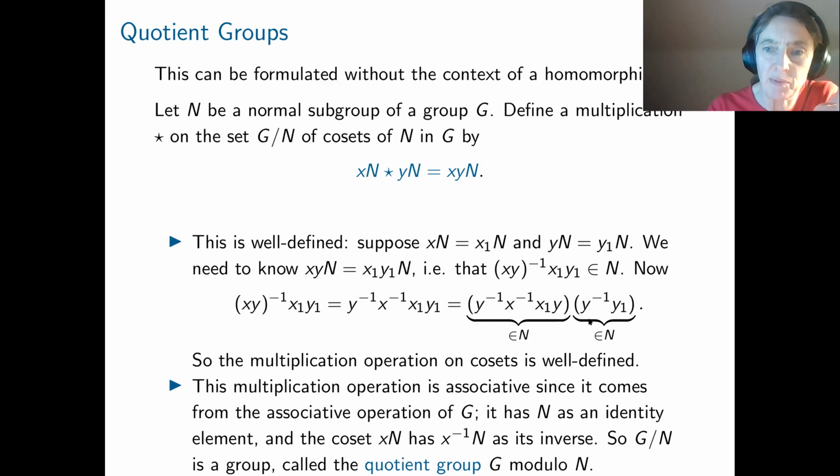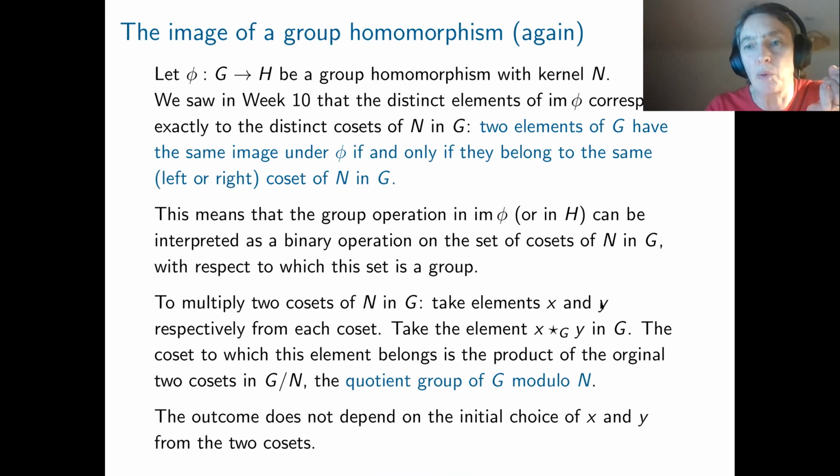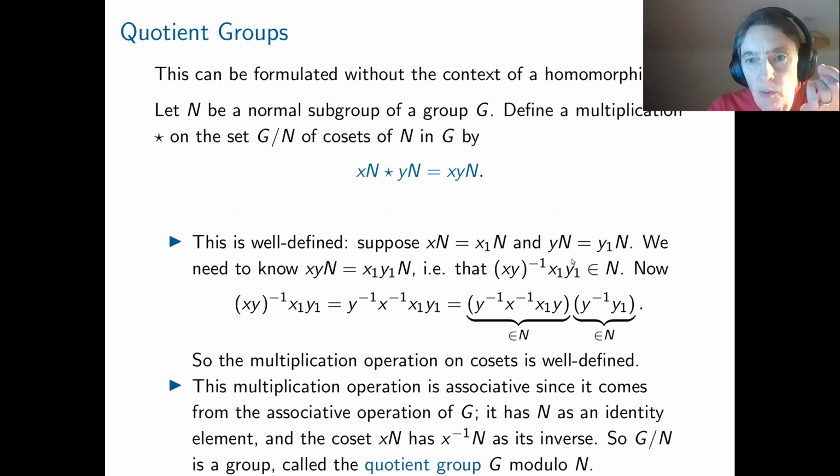Second part, y inverse y1 belongs to N, because we know that y and y1 belong to the same coset of N. So this element y inverse y1 belongs to N for that reason. So what we've shown overall is that xy inverse x1 y1 is a product of two elements of N, so it belongs to N. And here we've used the entire power of the fact that N is a normal subgroup, that it's closed not only under its own multiplication, but under taking conjugates of its elements as well, which is what we've used here.